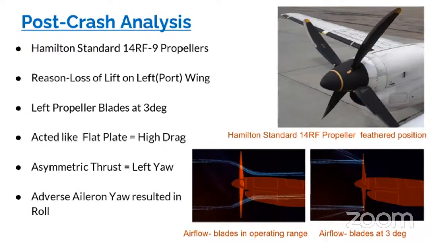Next slide. The aircraft was fitted with a Hamilton Standard 14RF9 propeller. Analysis revealed that the reason was a loss of control due to loss of lift on the left wing. Left wing propeller blades were found to be at 3 degrees against the commanded position of 79 degrees, which is a feathered position. A feathered position is a position in which the blade edges face the wind and offer minimum drag. At 3 degrees, the blades acted like a flat plate, blocking the normal airflow and hence de-energizing flow over the left wing, which resulted in high drag, reduced thrust, and reduced lift on the left wing. The asymmetric thrust caused the aircraft to yaw towards the left. This created an effect similar to adverse aileron yaw, resulting in progressive rolling of the aircraft towards the left till the wings became perpendicular to the ground in the absence of any anti-rudder action.